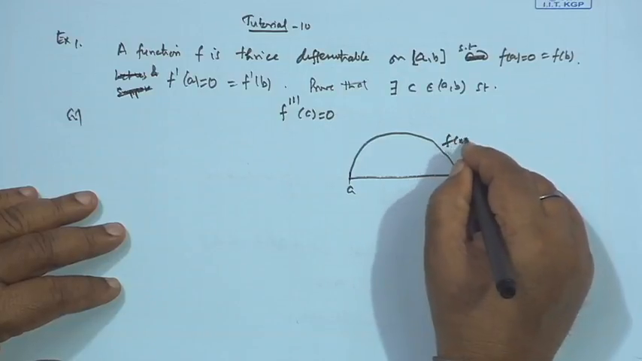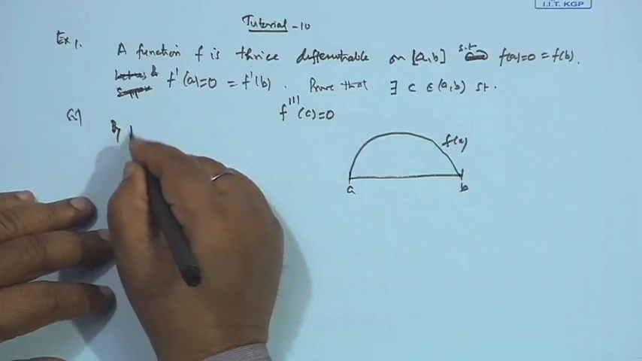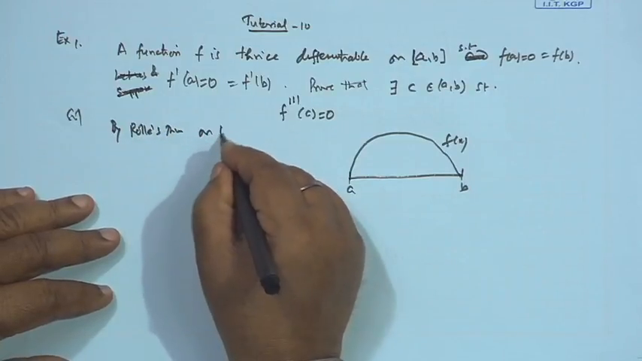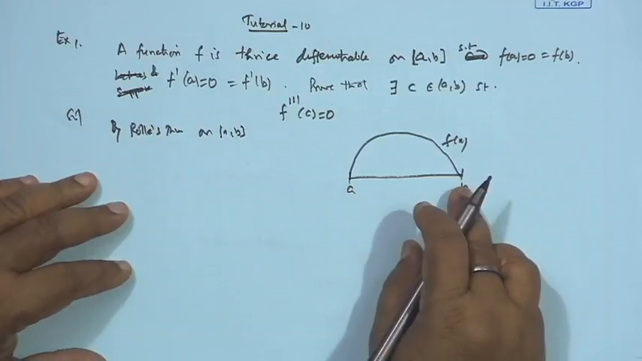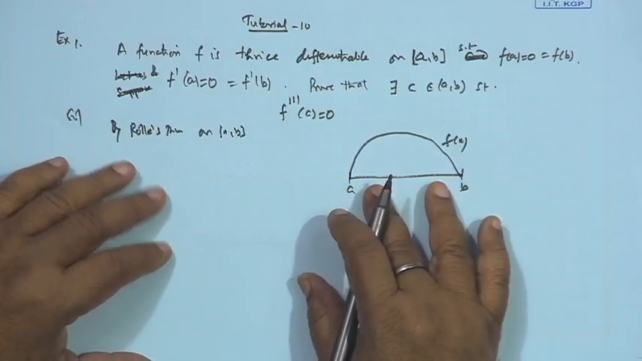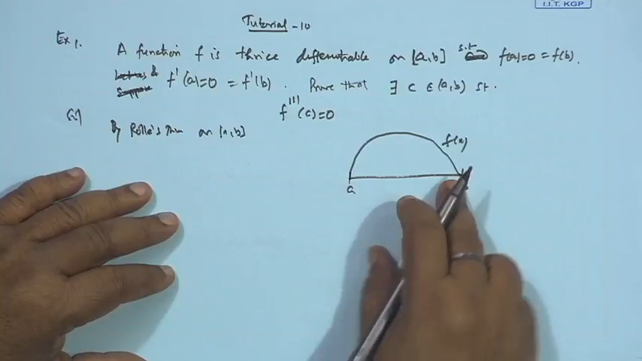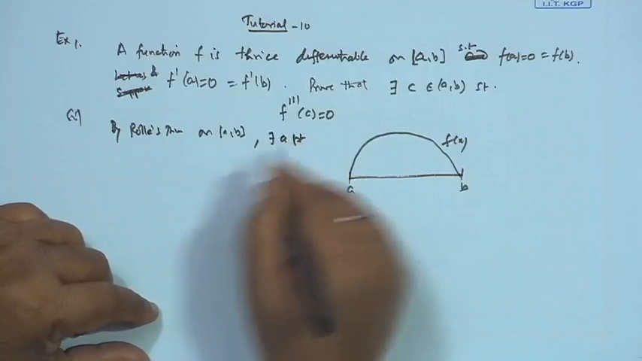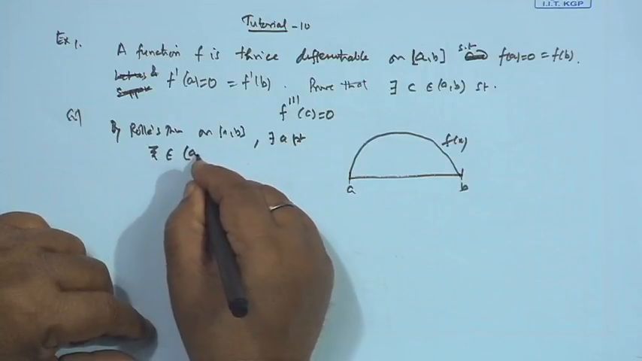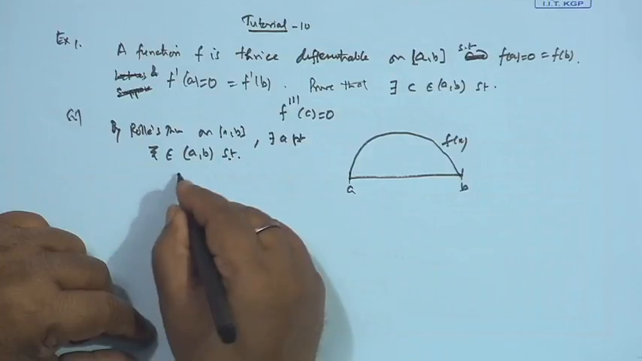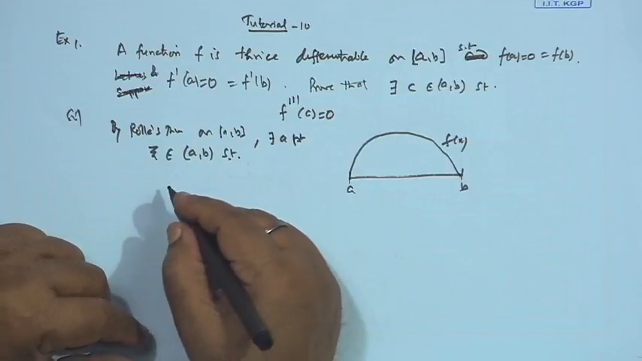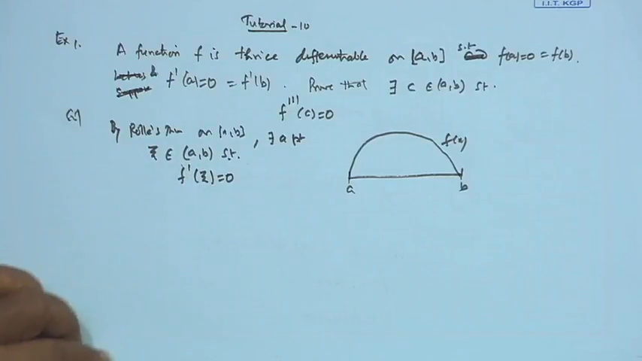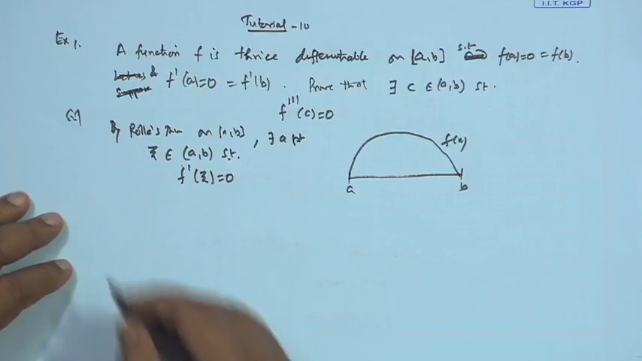So, this is the function f(x). By Rolle's theorem, if the function is continuous over the closed interval [a, b], differentiable on the open interval (a, b), and at the end points the function attains the value 0, then there exists a point, say xi, in between a and b such that the derivative of the function vanishes, such that f prime of xi is 0. This is the mean value theorem, Rolle's theorem.